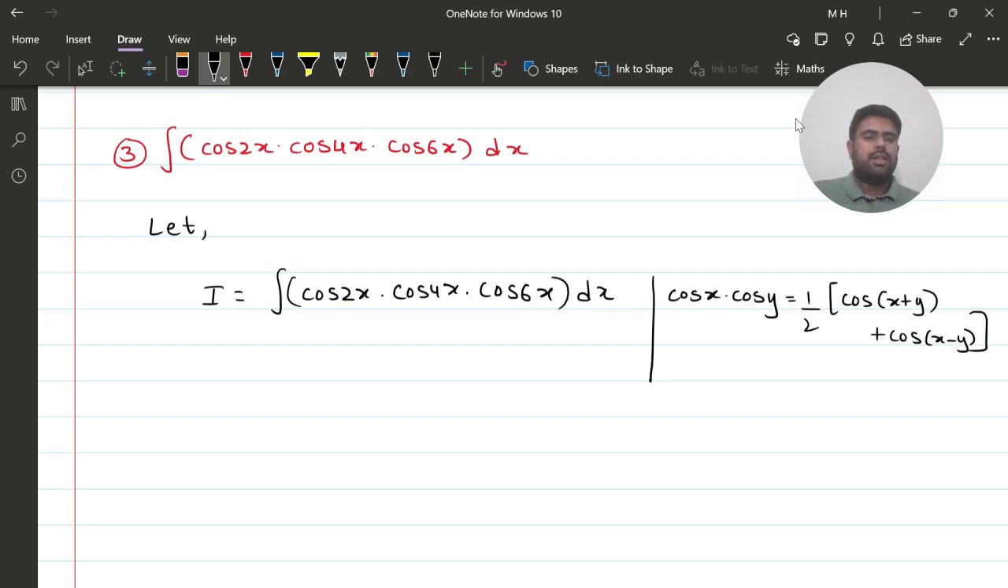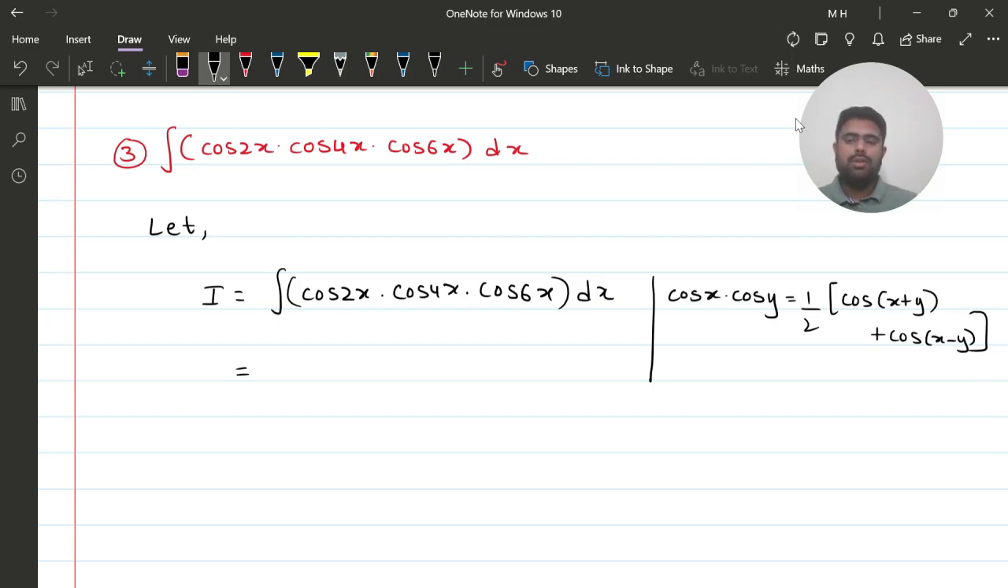Otherwise, you could have got it as 2 cos x cos y, right? So what is cos of x plus y? Cos x into cos y minus sin x into sin y. What is cos of x minus y? Cos x into cos y plus sin x into sin y. So sin x sin y cancel. Cos x cos y plus cos x cos y is 2 cos x cos y. So you can also recheck and verify the result.